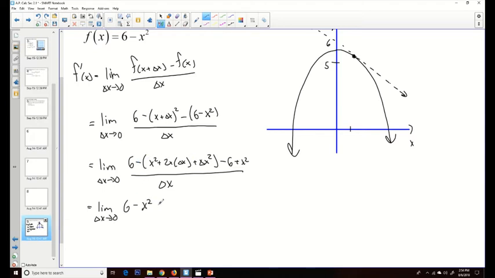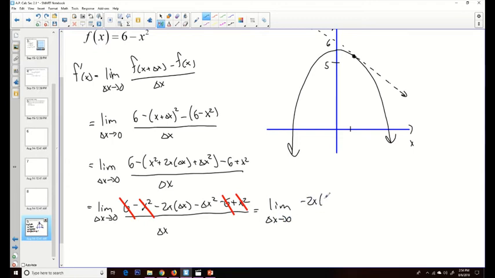So minus x squared minus 2x delta x minus delta x squared minus 6 plus x squared. Now, this still stays all over delta x. And let's see what cancels. I've got a 6 that cancels out with a negative 6, an x squared that cancels out with an x squared. So that's going to leave me the limit as delta x goes to 0 of negative 2x delta x minus delta x squared all over delta x.